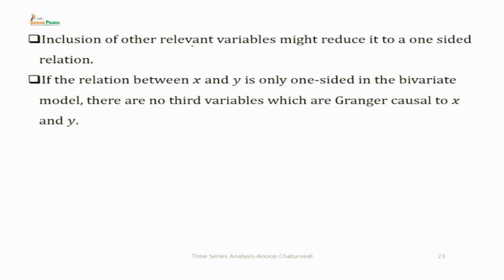Suppose you have a feedback relation, and if you include other relevant variables, then the inference drawn on the basis of your wrong model, the model which has not included many relevant variables, and your inference was that there is a feedback, then that feedback relation might be reduced to a one-sided relation. If the relation between x and y is only one-sided in the bivariate model, there are no third variables which are Granger causal to x and y. So, in this case, if the relation between x and y is only one-sided in the bivariate case, then there are no third variables which are Granger causal to x and y.